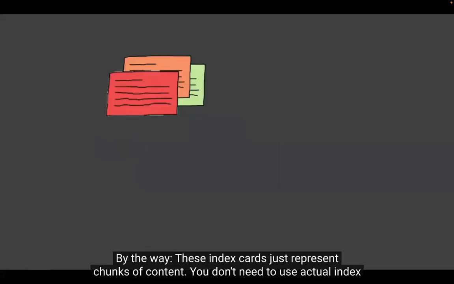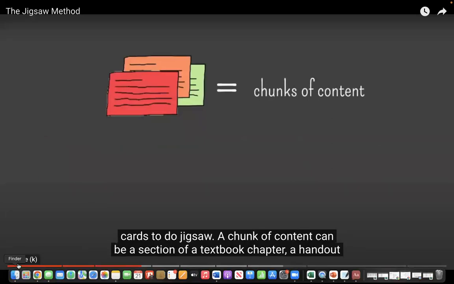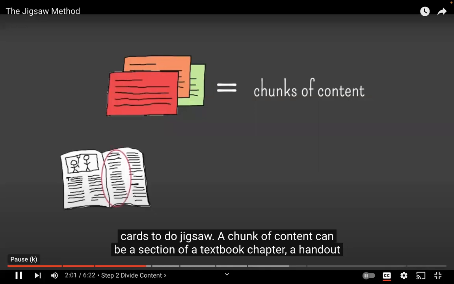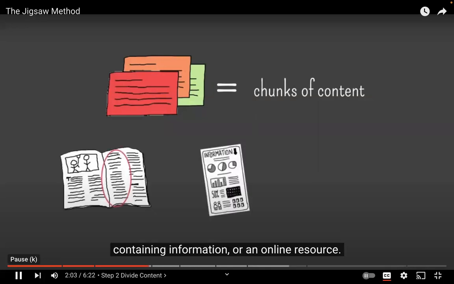By the way, these index cards just represent chunks of content. You don't need to use actual index cards to do Jigsaw. It could be an article that's about democracy, and an article about monarchy, or articles about different types of public speaking or scenarios for public speaking. You could even do it in pairs, but it works best in 4 to 6. A chunk of content can be a section of a textbook chapter, a handout containing information, or an article. An online resource can work too.